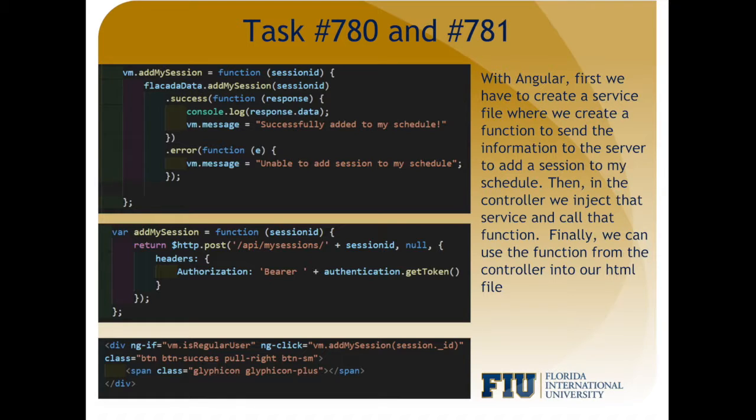Then we created a controller where we called that function. So we called it right here. And then once that function was done processing, we would either get a success. This is the callback function that I was talking about before. We would either get a success with all the information and the response, and then I posted a message that says successfully added to my schedule so that users would know that it was successful, or it will post an error. And then in the actual HTML file, which is our view, I created a button using that function so that when the user clicked on the button, it would add the session to their schedule.